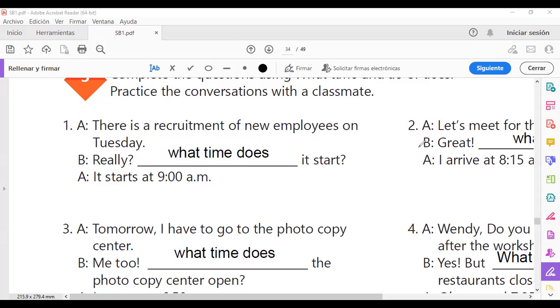Okay, now yes, we're more than ready. There is a recruitment of new employees on Tuesday. Really? What time does it start? It starts at 9. Okay, the only thing I'm doing wrong here is that I haven't capitalized the question, okay?